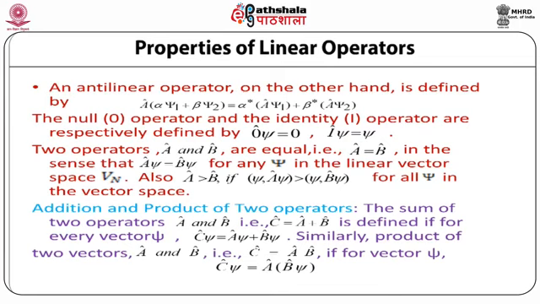Now we come on to the addition and the product of two operators, and we define the sum of two operators, that is operator A and operator B, such that if we have another operator C, then C is equal to operator A plus operator B is defined if for every vector psi we have operator C acting on psi is equal to operator A acting on psi plus operator B acting on psi.